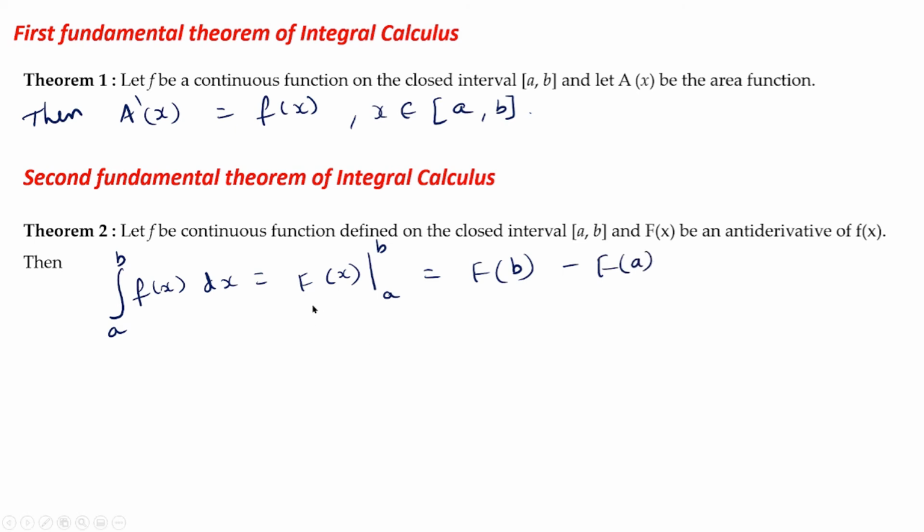Here in the antiderivative, we have to substitute the upper limit first, F of b, minus the lower limit, in place of x to obtain the value of integral a to b f of x dx. So, this definite integral a to b f of x dx has a specific value.